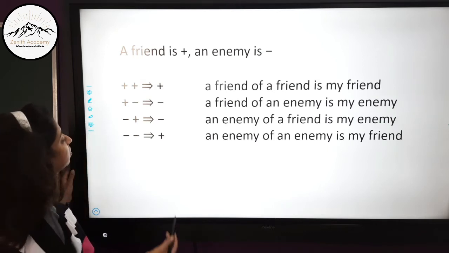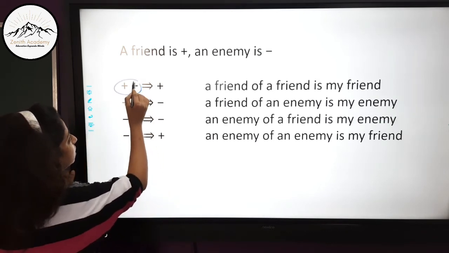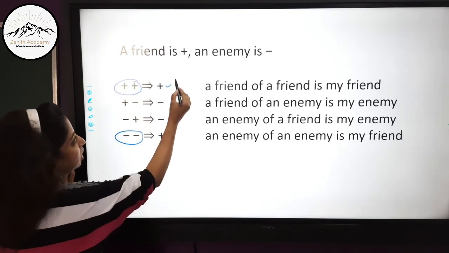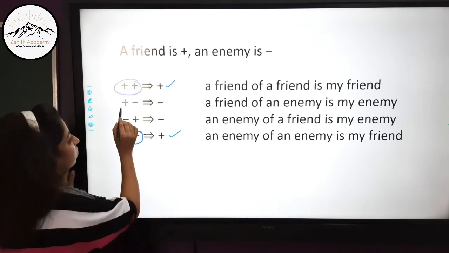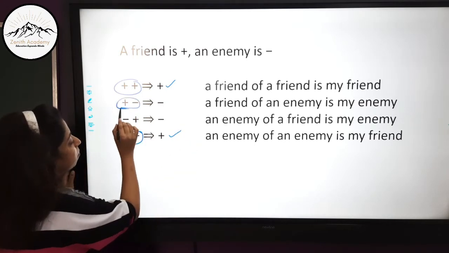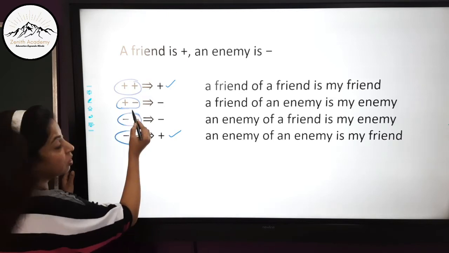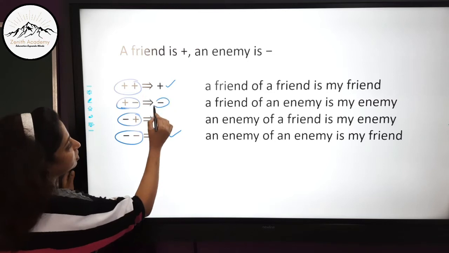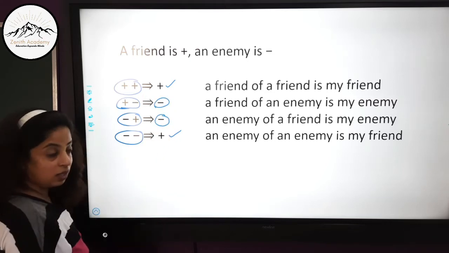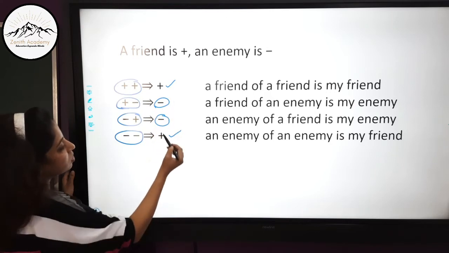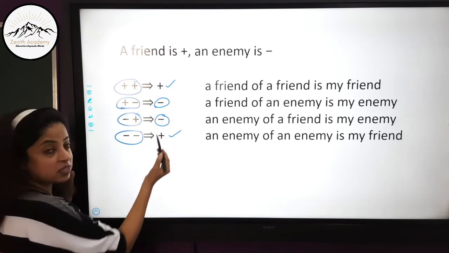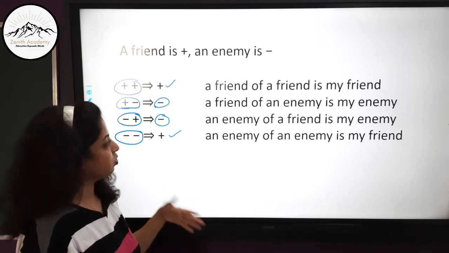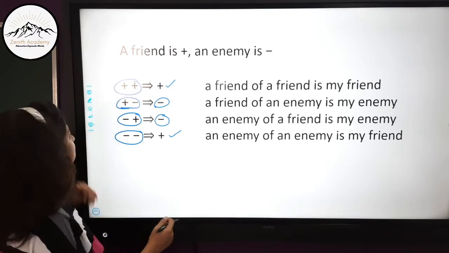Also you can remember it this way: when we multiply the same signs, we get positive, and when we multiply different signs, here you can see plus into minus and minus into plus, we get a negative answer in both cases, right? So same signs give a positive and different signs give a negative. Now the same rule holds true for division also. When we do division, I'll explain this again.